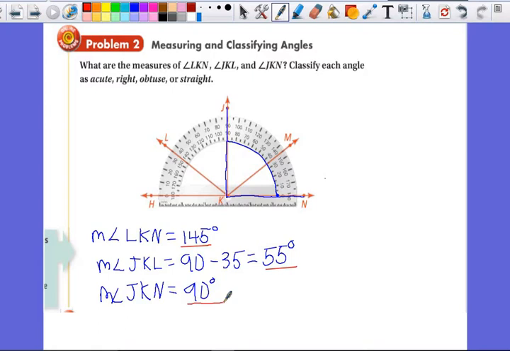All right? Now, let's go through and classify these. If I'm doing the first one here, 145 would tell me that it is obtuse because it's greater than 90 but less than 180. And then if we go to 55, that's less than 90, so that would be acute. All right? And then, of course, our 90-degree angle for the last one here would just be a right angle. All right?